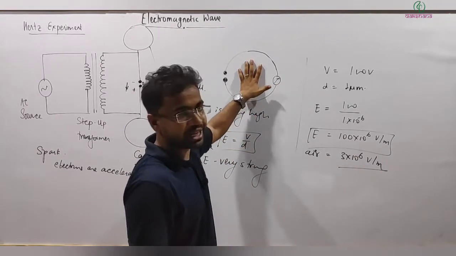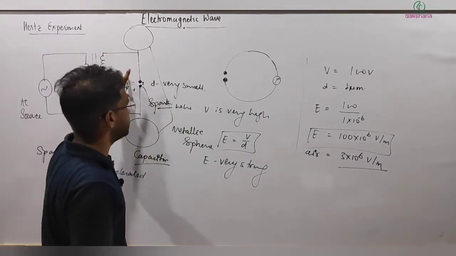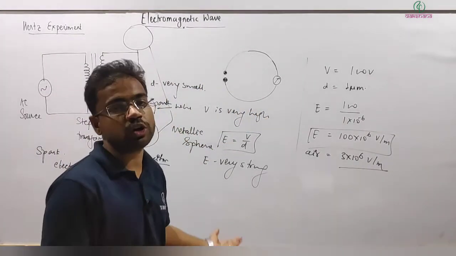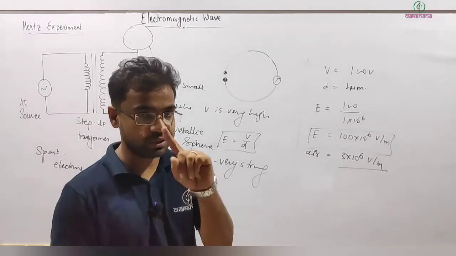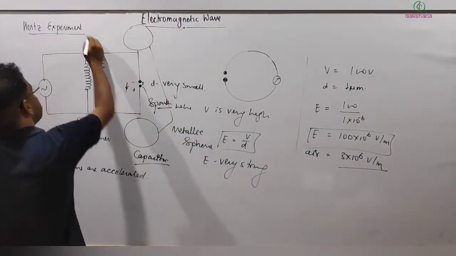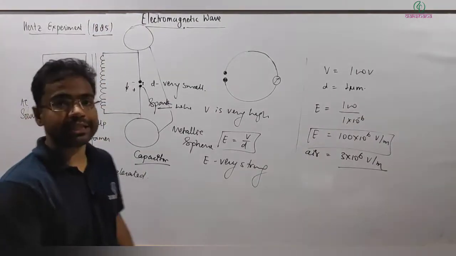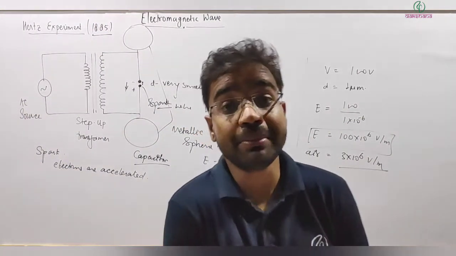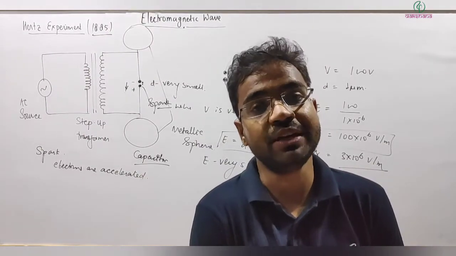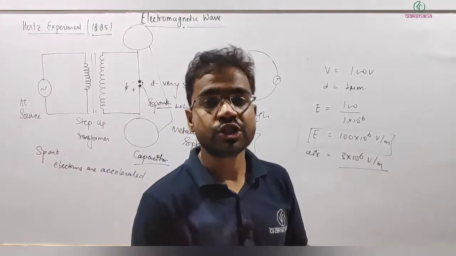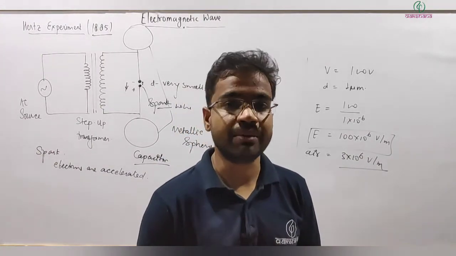So this proved that something is actually being transferred from here to there, and how it is possible is only because of electromagnetic waves. So this was the first experiment of Hertz, which proved the existence, or basically produced electromagnetic waves in the laboratory. Later on J.C. Bose also produced electromagnetic waves in the laboratory.